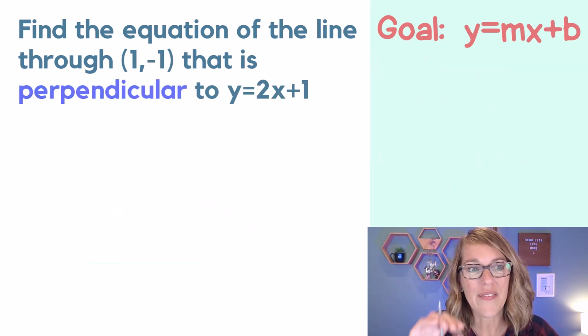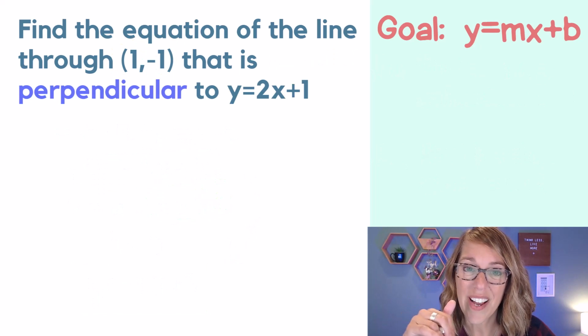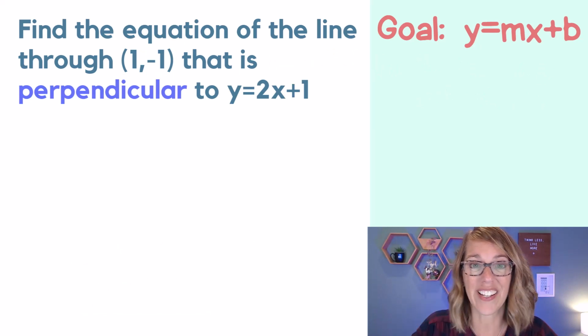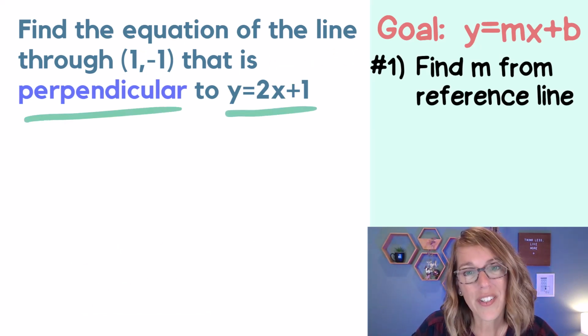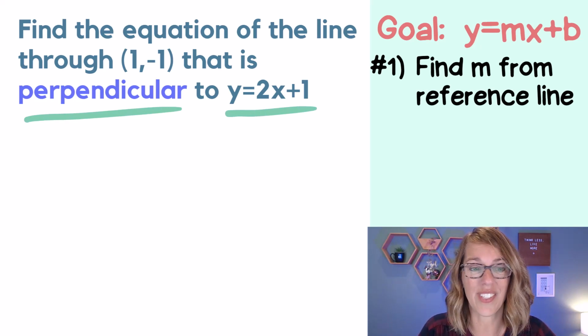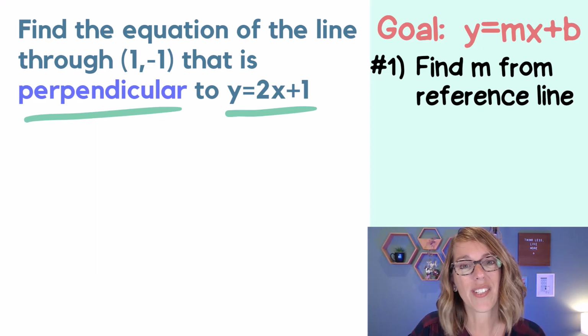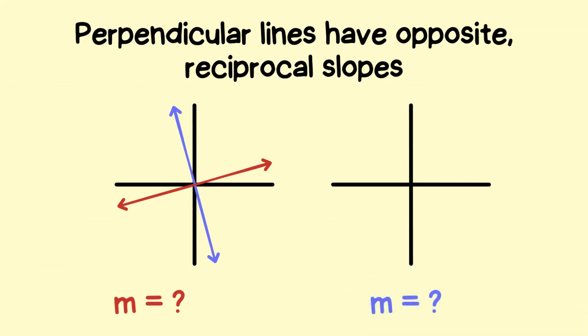In this one, we've got a line that goes through point (1, -1), but it's perpendicular to 2x plus 1. We want to do the same thing by starting with the slope of this line using our reference line, but we need to know something about perpendicular slopes. Perpendicular slopes are opposite reciprocals of each other.